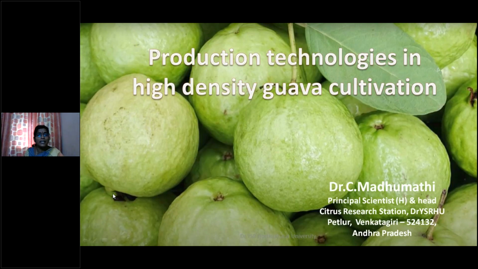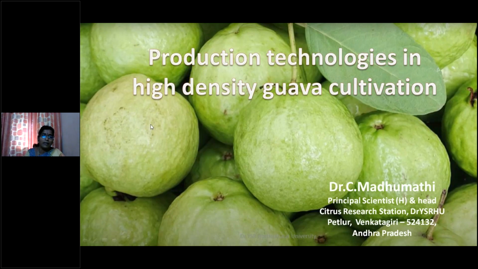Today's topic is production technologies in high density guava cultivation. Why do we have to go for high density in fruit production? Nowadays there is a decrease in natural resources like agricultural land and water resources. So in such situations, with increasing population, to meet the daily requirement of fruits with limited land and water resources, the only solution is going for high density planting.